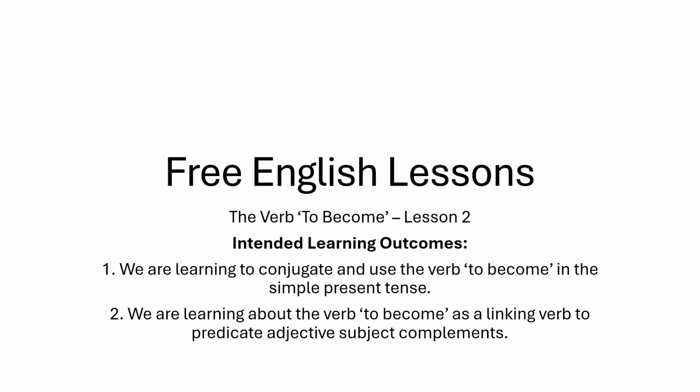This series will focus on the verb to become. There are two intended learning outcomes for this lesson. 1. We are learning to conjugate and use the verb to become in the simple present tense. 2. We are learning about the verb to become as a linking verb to predicate adjective subject complements.